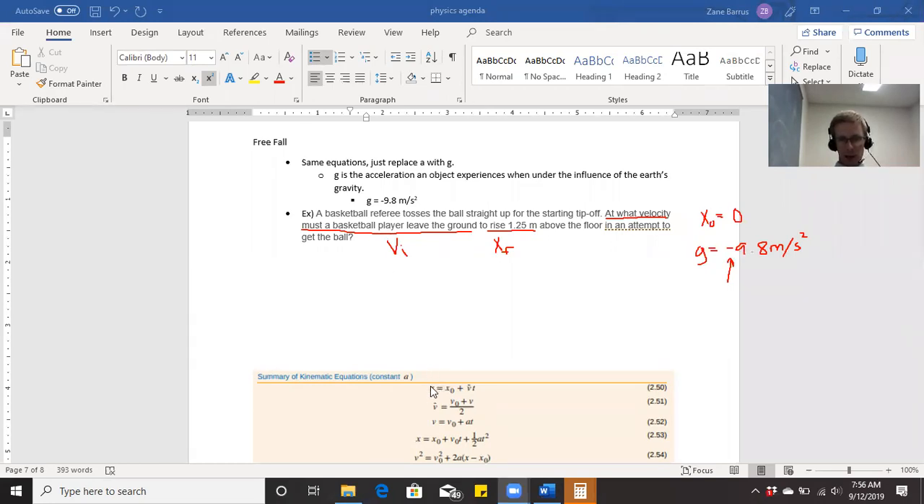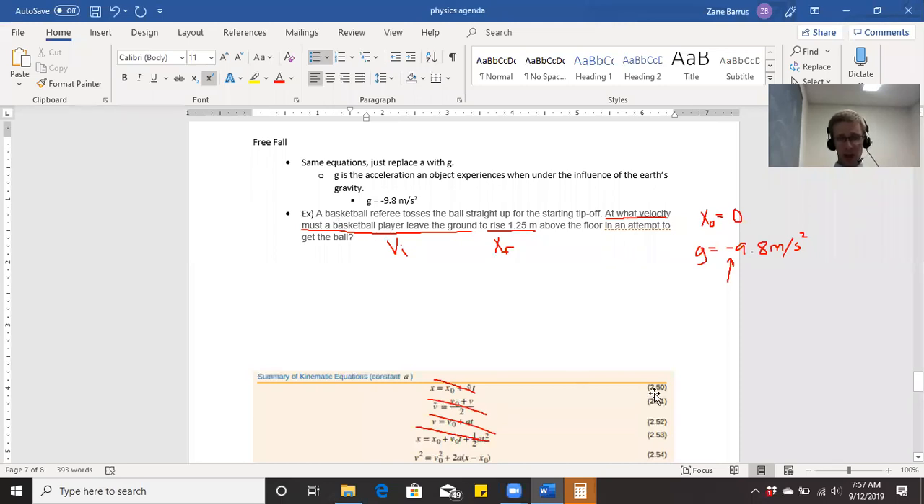Okay, so let's look at our equations. We've got this one right here, which takes into account final position, initial position, average velocity, and time. Well, they didn't really tell us time in this question, so we don't care about that. Next one, average velocity equals initial plus final velocity over 2. Well, we didn't really care about average velocity in this problem. Next, we have velocity is equal to initial velocity plus acceleration times time. We don't know the time, doesn't matter. Next one, we can cross that out because we don't have time either. So this one right here at the bottom kind of looks like our best bet.